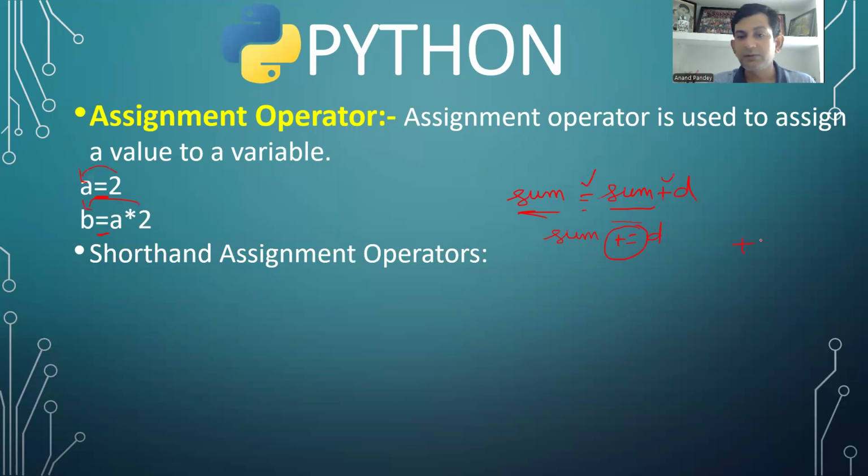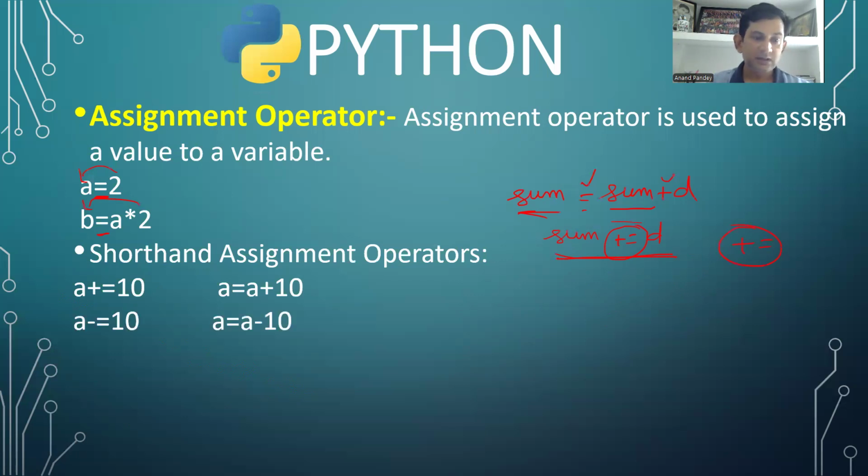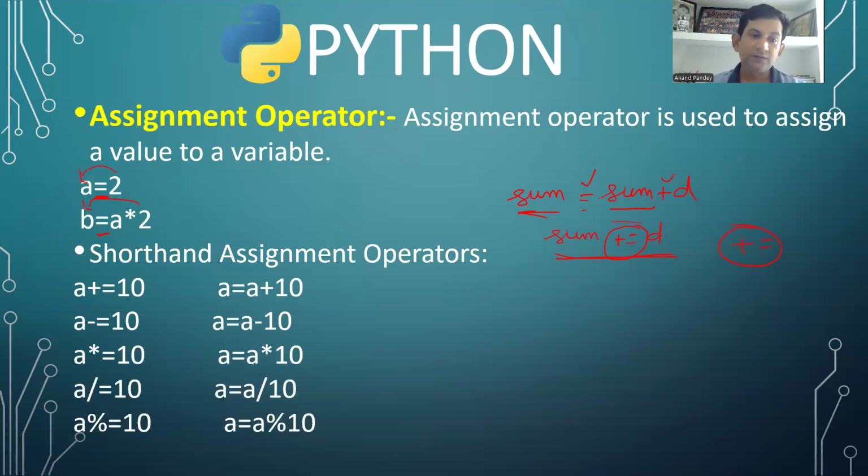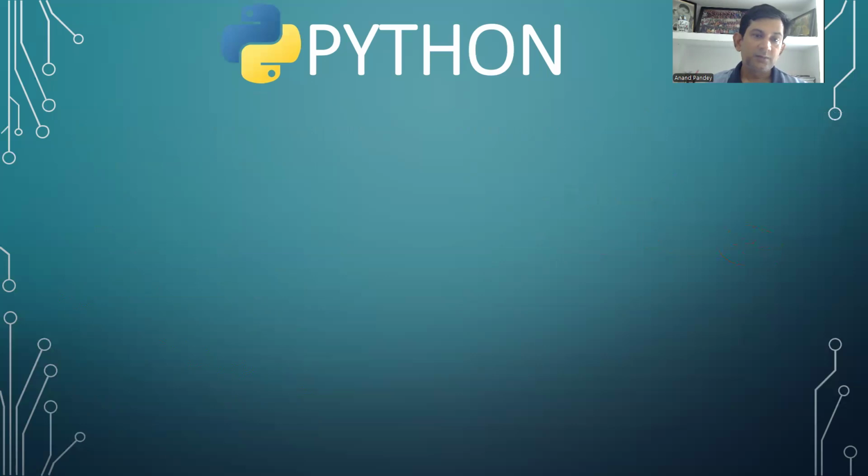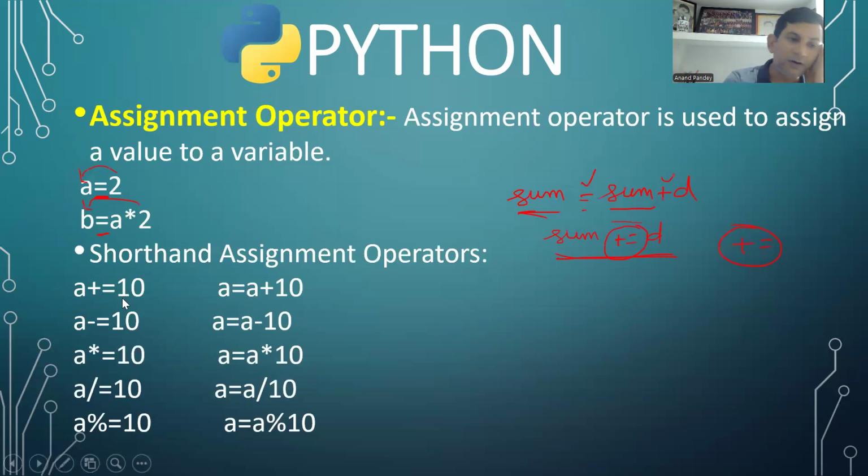Okay, plus equal to is what? It's a shorthand assignment operator. And it is equivalent to what? Sum equal to sum plus D. Okay, I hope the things are clear. If any doubt, you can ask in the comment section. So here we go. A plus equal to 10 is equivalent to a equal to a plus 10. A minus equal to 10 is equivalent to a equal to a minus 10, and so on. It is there for all arithmetic operators, and it is there for floor division also.